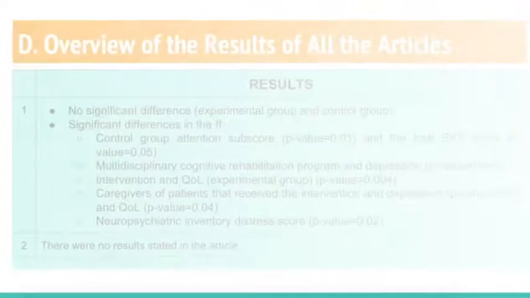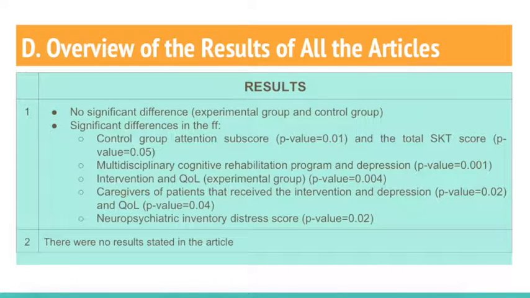For the overview of results of all the articles, for the first case, there is no significant difference found on both the experimental group and control group. Based on the results of SKT, it was seen that patients in the experimental group remained stable while there was a significant difference in the results of patients in the control group, specifically in the attention subscore and the total SKT score, which indicated that there was a decline in the cognition of the patients.